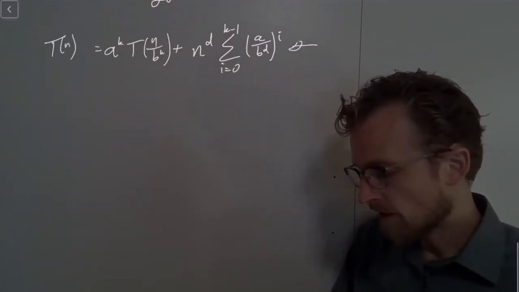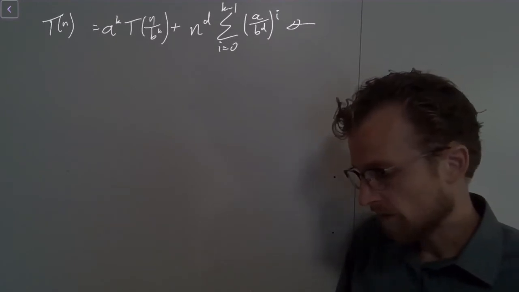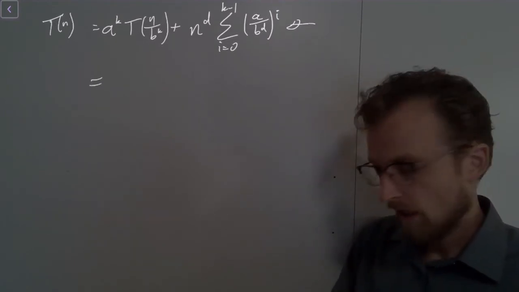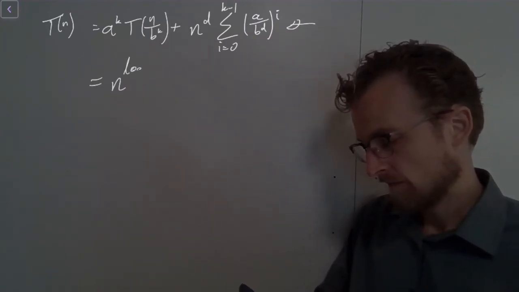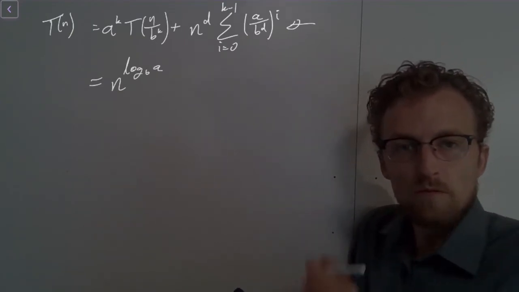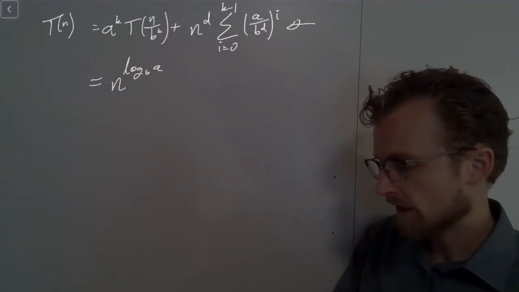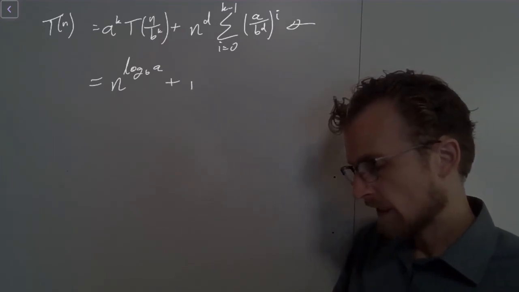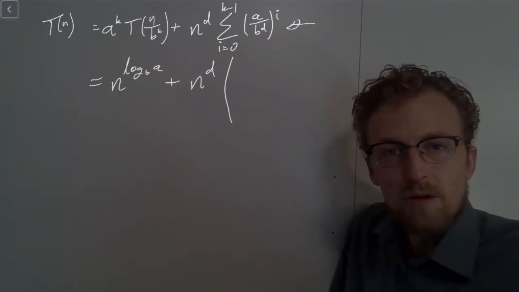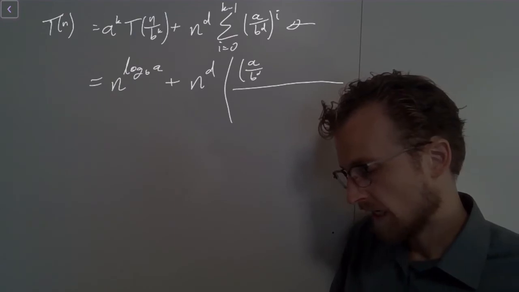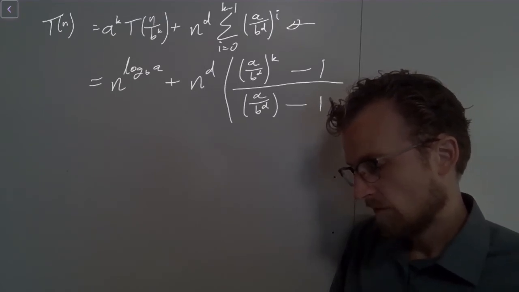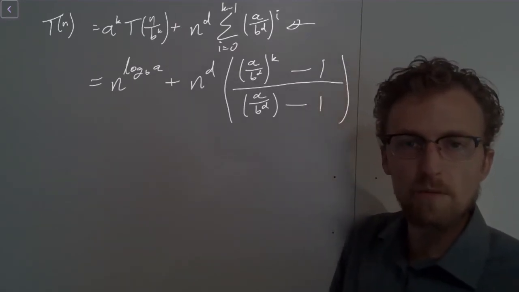We'll write it out. We'll adopt the same anchoring step that we did before, so we can just use exactly what we had. And so this equals n to the log base b of a, right? Which you can pull directly from the balanced case analysis that we did. And so then this is plus n to the d times whatever the geometric series evaluates to, which in this case happens to be the following: a over b to the d, to the power of k, minus 1, over a over b to the d, minus 1, right? And so this is just the geometric series.